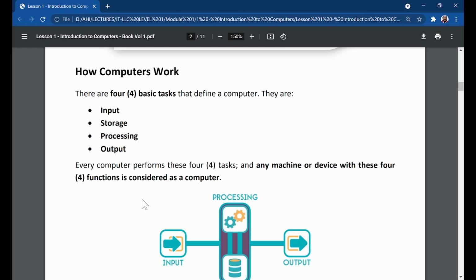There are four basic tasks that define a computer. They are input, storage, processing, and output. Every computer performs these four tasks, and any machine or device with these four functions is considered a computer.